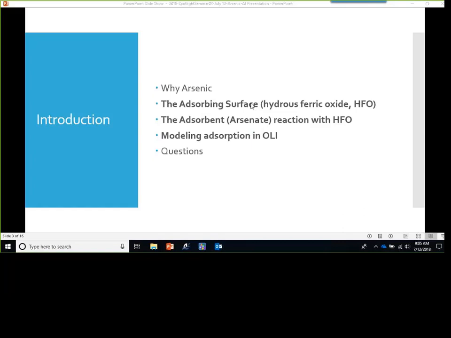We'll start by looking at the adsorbing surface, the hydrous ferric oxide. And then we'll look at the actual reaction between the arsenate anion and the hydrous ferric oxide surface. Then we'll move to the software and look to see how it's built into the software database and then modeled in OLI Studio. Following that, we should have time for some questions.